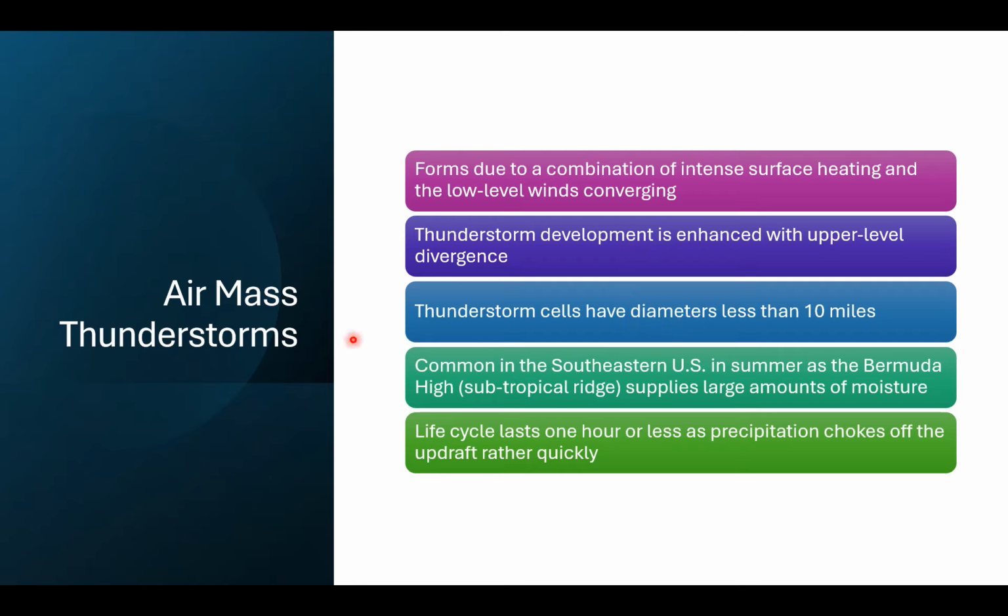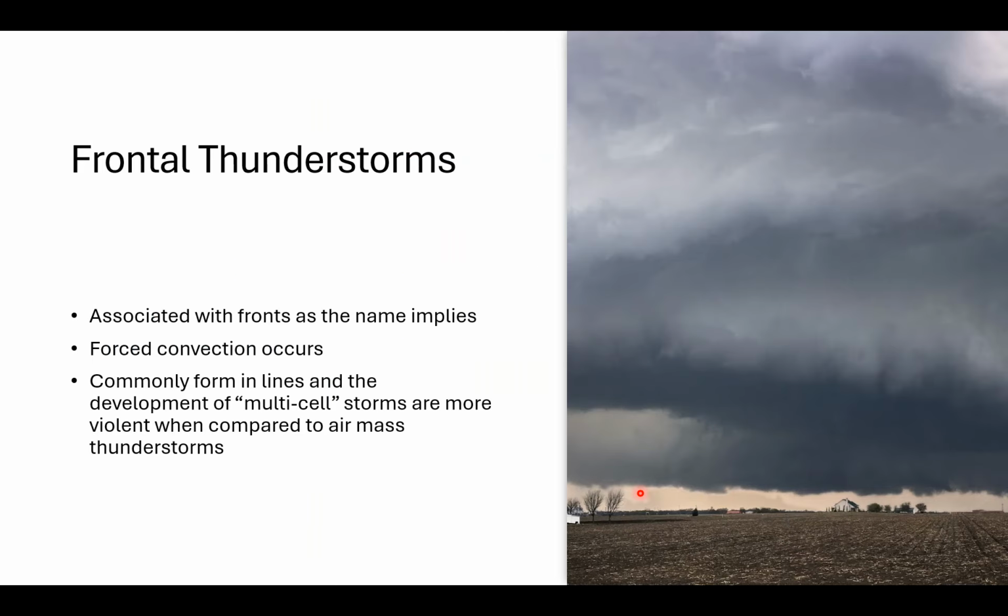And again, these air mass thunderstorms are common in the southeastern U.S. in the summer. The Bermuda High is positioned over the Atlantic Ocean, and on the back side of that Bermuda High or that subtropical ridge, you're getting a large amount of moisture supplied. Intense solar heating along with that large amount of moisture is a great recipe for thunderstorm development. The life cycle of air mass thunderstorms is pretty brief, lasting 1 hour or less, as precip eventually in that dissipating stage chokes off the updraft rather quickly.